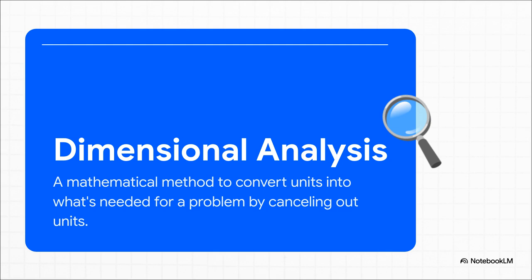Dimensional analysis is just a really organized way to hop from one unit to another. The entire secret is using something called a conversion factor. You know, a simple fact, like there are 2.54 centimeters in 1 inch. We use that fact to cancel out the units we don't want and leave behind only the ones we do.